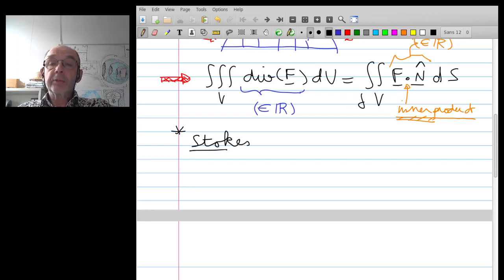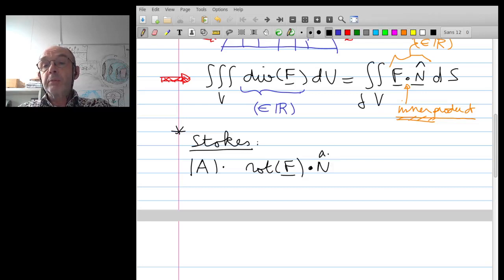Stokes has to do with the rotation of a vector field. Now, if you have a little area, then you have the little area times the rotation of a vector field. The rotation is some vector, so you have to take the inner product with the unit normal, and if you take that inner product with the unit normal, you get some real number. If you do this one here, you get almost the integral along the boundary of that area of the vector field inner product ds.